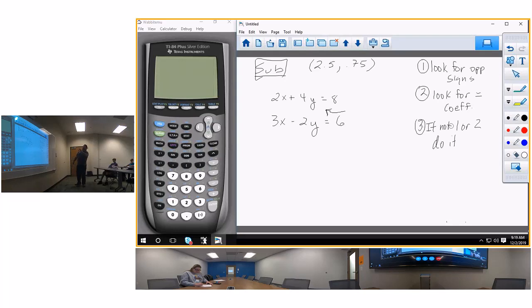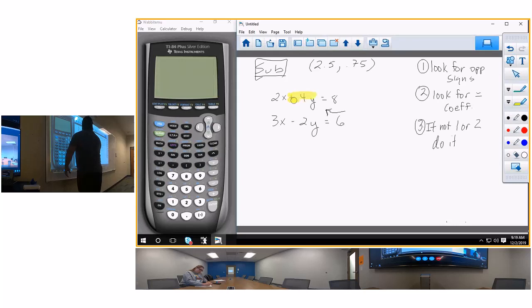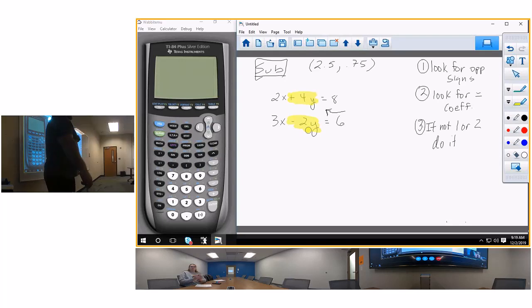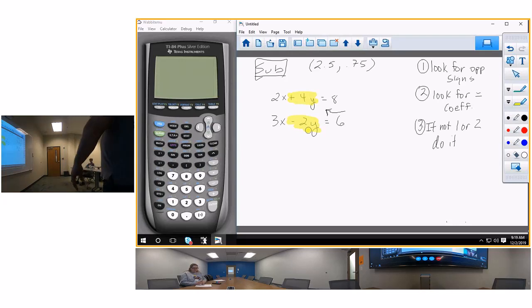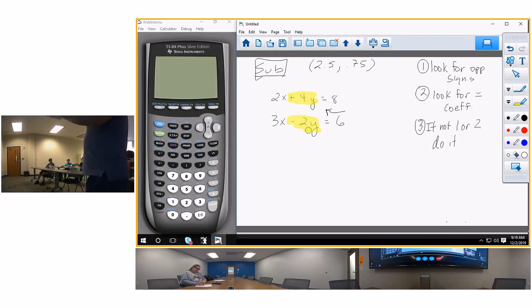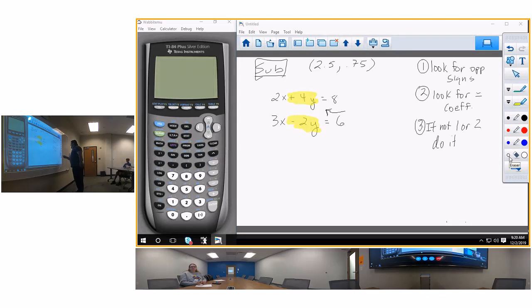So, do we have opposite signs anywhere? Yes, right here. So I'm going to highlight these 2 right here because I'm going to get rid of the y's. Why? Because I have opposite signs. That makes the problem easier. Could you get rid of the x's if you want to? Yes, I'd have to multiply the top by negative 3 and the bottom by positive 2. You've done this before? You should have. Anybody that's had Algebra 1 or Algebra 2, usually this is taught in Algebra 2.